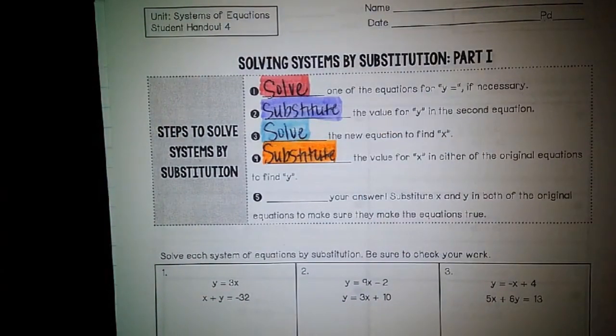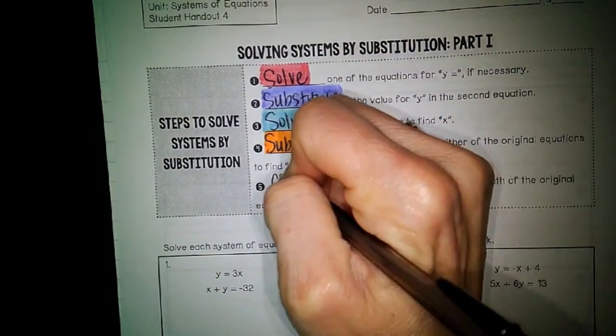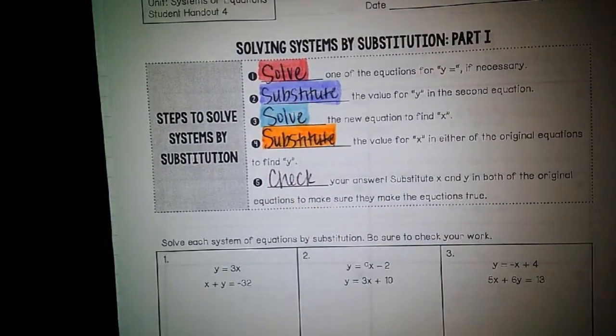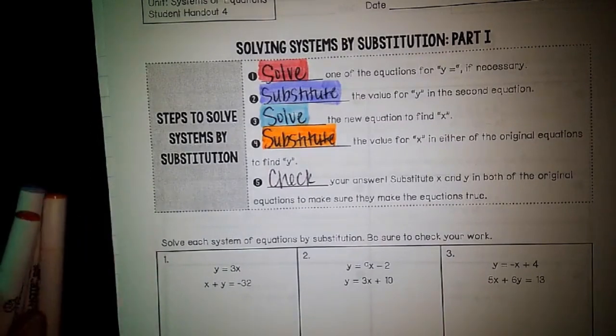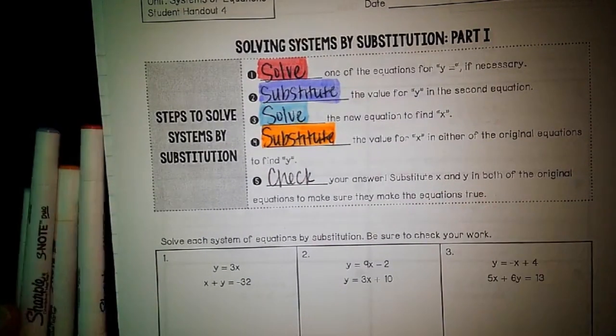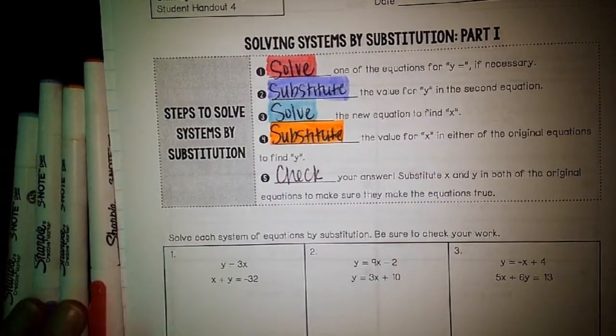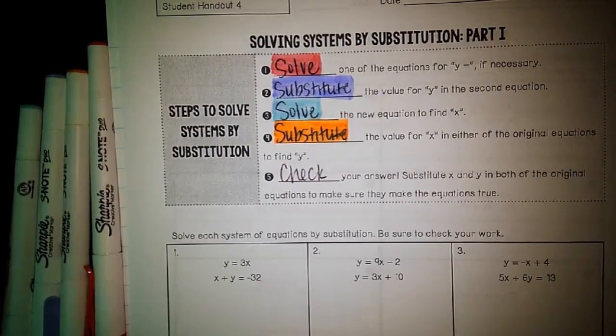Okay, ready? Number five. Check your answer. We're checking our answer to substitute x and y in both of the original equations to make sure that they make the equations what? True. You sure we don't want to make them false? No, we want true equations. We want to make sure that the answers we're getting are accurate, because it would be kind of silly if we were solving a bunch of stuff for stuff that didn't matter, right?